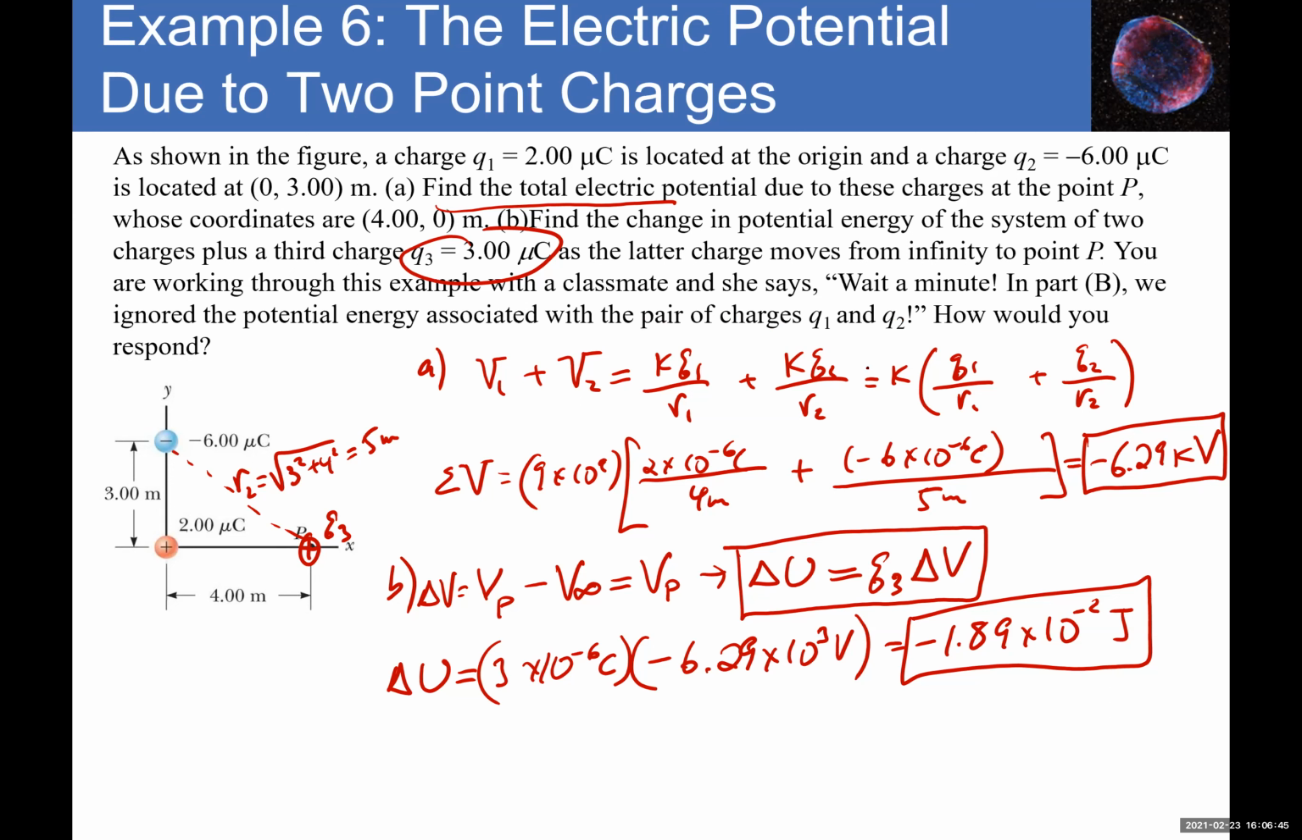But here we're saying that 1 and 2 are already there. And all I want to calculate is the change in potential energy of the system when I bring the third one here. And that's why we can use this equation to calculate that, because those two were already there. So we are only looking at the change in potential energy of Q3 when it comes from infinity to that point P. All right.